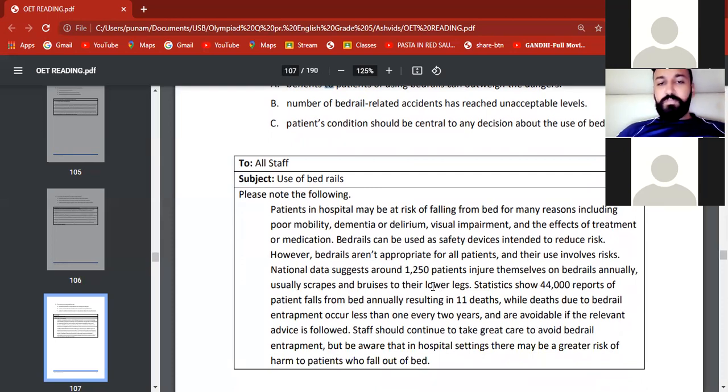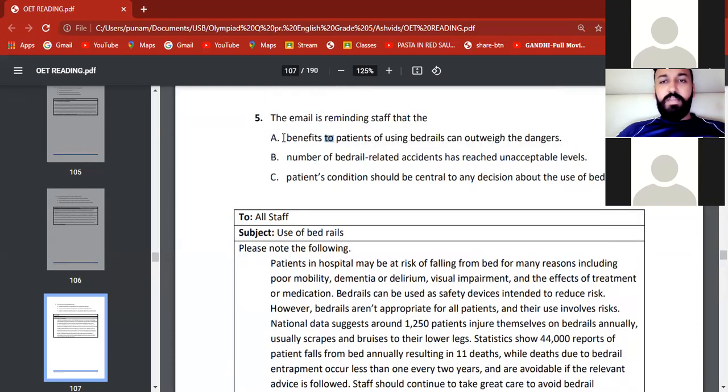So now overall, when we go through the paragraph, we come to know that the dangers are much less as compared to falling from the bed, and even those dangers are avoidable, right? Therefore the answer is A, because B is a contradiction. Second, C is also not there, therefore the answer is A. Clear?